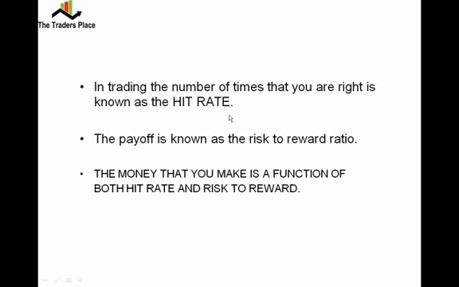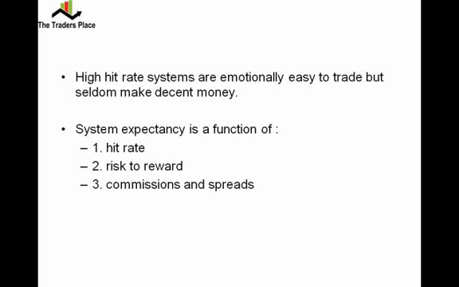Sorry about that. So the money that you make is a function of the two together. You can't just have a high hit rate and then have a horrible risk to reward ratio. High hit rate systems are easy on the emotions. In other words, if I know I'm going to be right one out of every 2 trades, it's very easy to trade that. But they seldom make decent money.